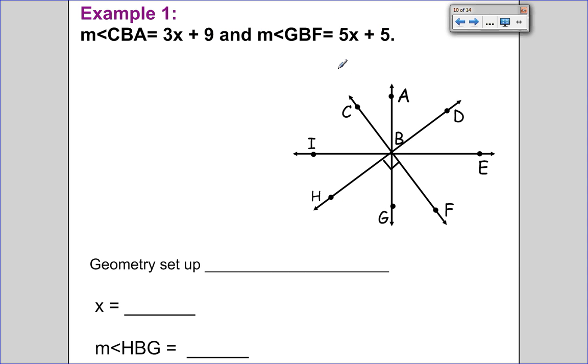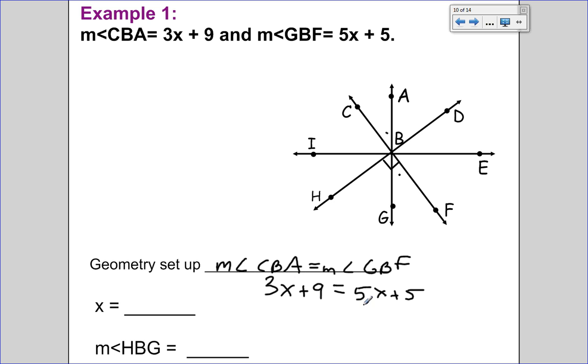If you take a look at this picture, it tells you CBA right here is 3x plus 9, and GBF is 5x plus 5. If you notice, these two angles are formed by two intersecting lines, and they're across from each other, making themselves vertical angles. So I can say measure of angle CBA equals measure of angle GBF. And then from there, it's just a simple matter of plugging in your equations and solving. Subtract 3x, subtract 5, so x equals 2.